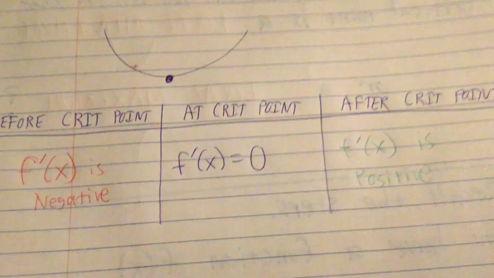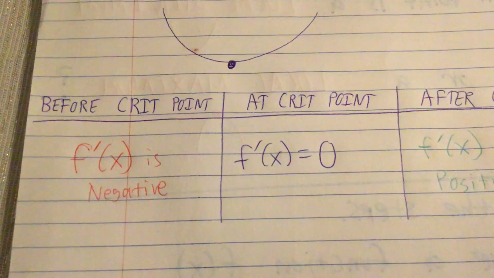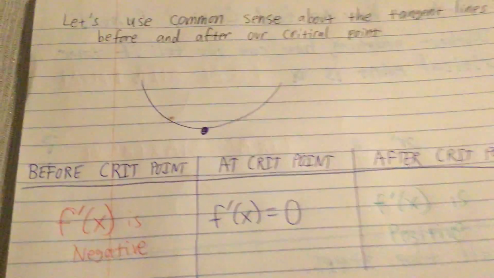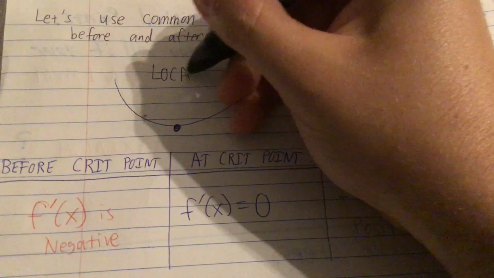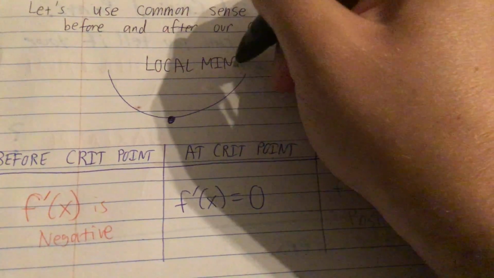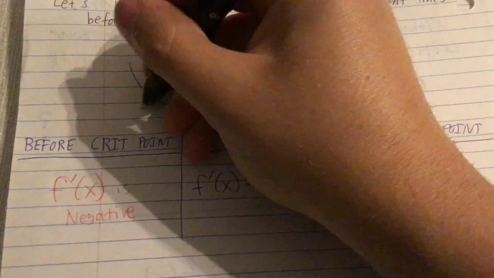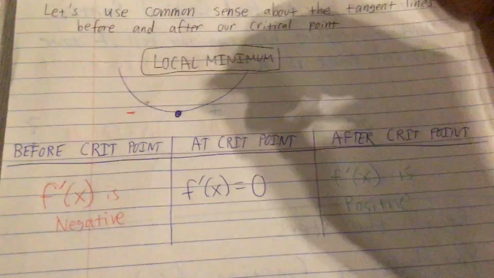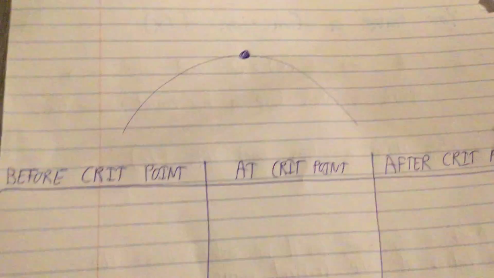So if you have a critical point, in other words, f prime of x is equal to 0, I'm going to look to the left, I'm going to look to the right. If before the critical point f prime of x is negative, and after the critical point f prime of x is positive, these are the characteristics of a local minimum. Because the slope is negative on the left, positive on the right, and f prime of x is 0 at the critical point, obviously.